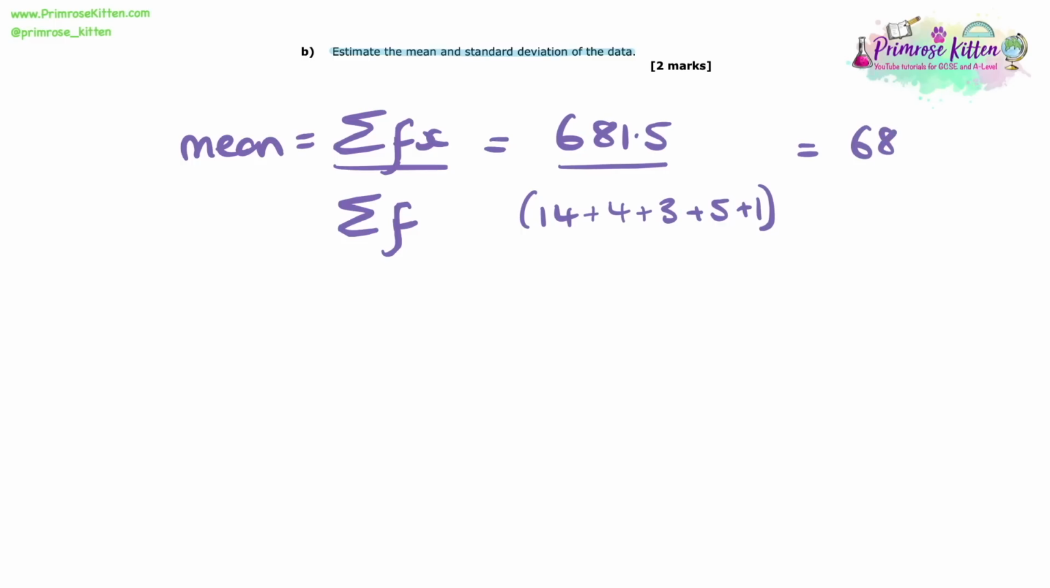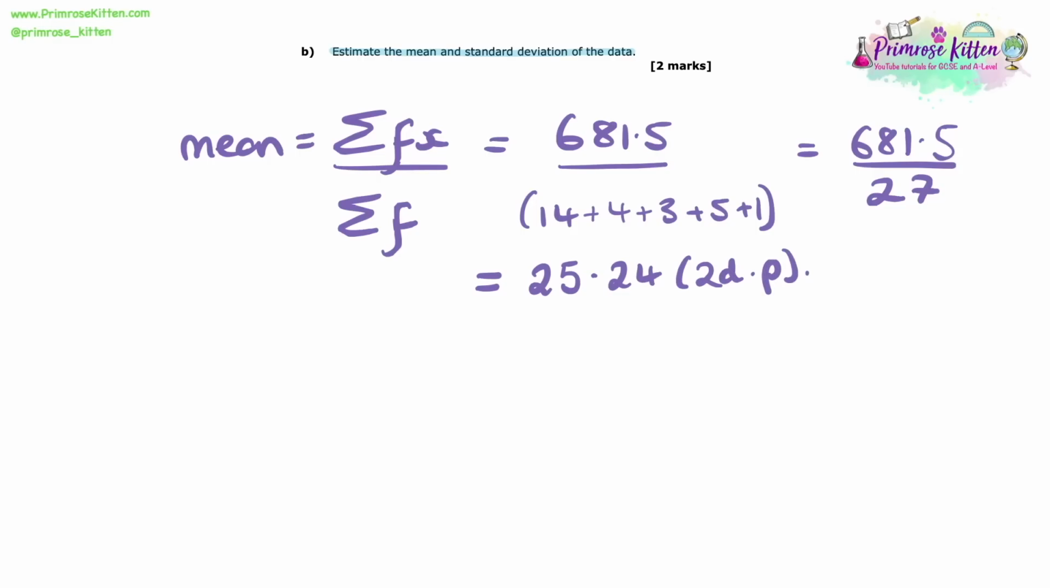I'm popping that into the calculator. I end up getting 25.24 to 2 decimal places. Again, the amount you round is up to you. They haven't said how much to round by, but just make it clear how much you have rounded by, putting a little 2 decimal places or 1 decimal place next to it.